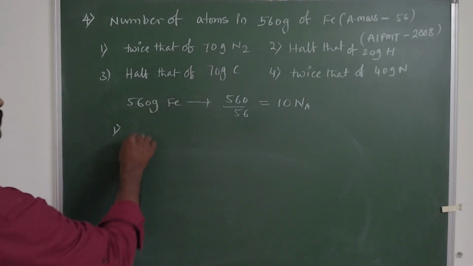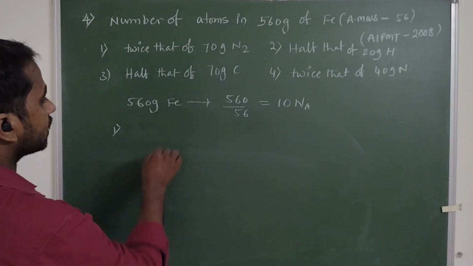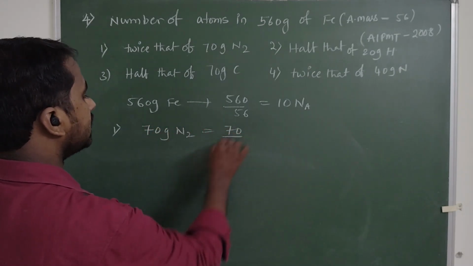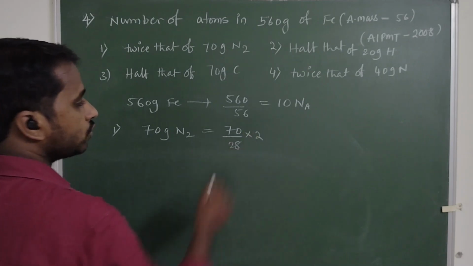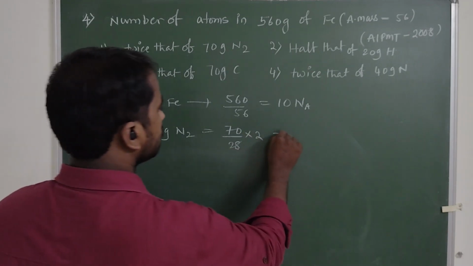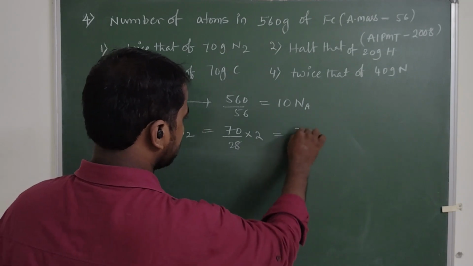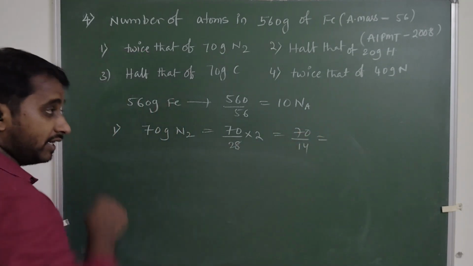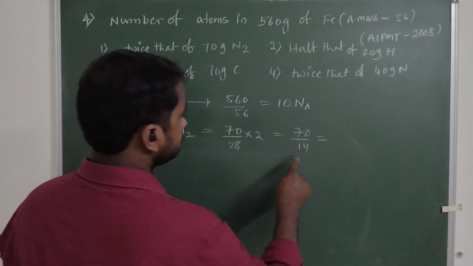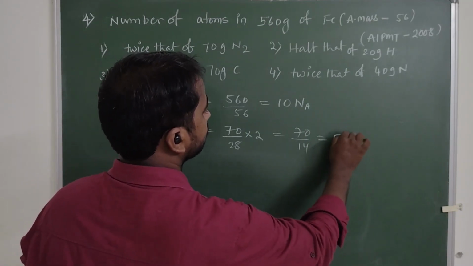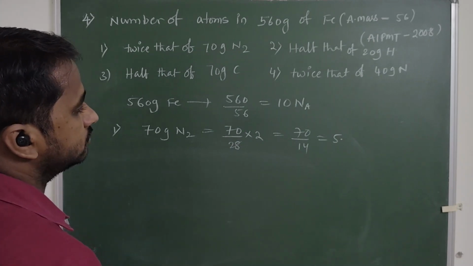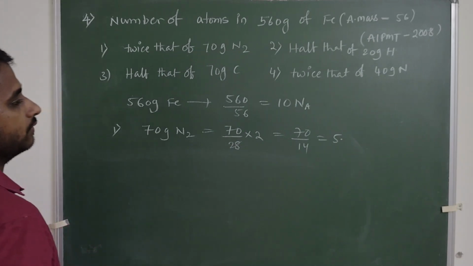If you take the first one, twice that of 70 grams of N2. 70 grams of N2 means 70 by 28 into 2. 28 into 2, it is 14, 70 by 14. It is around 5.